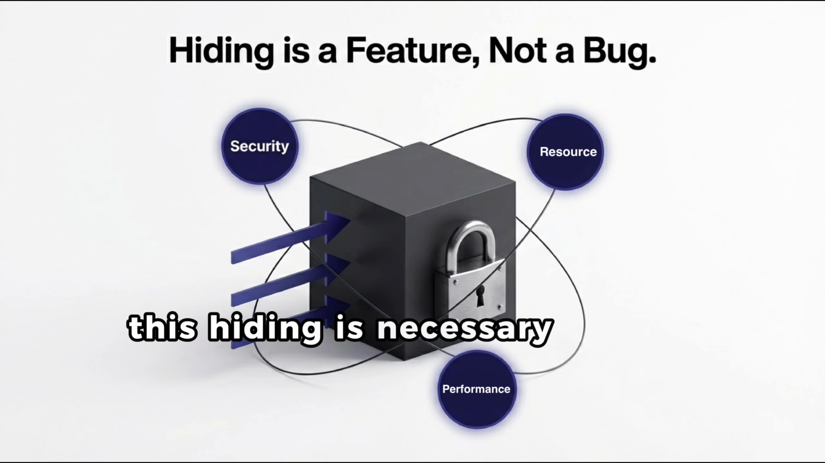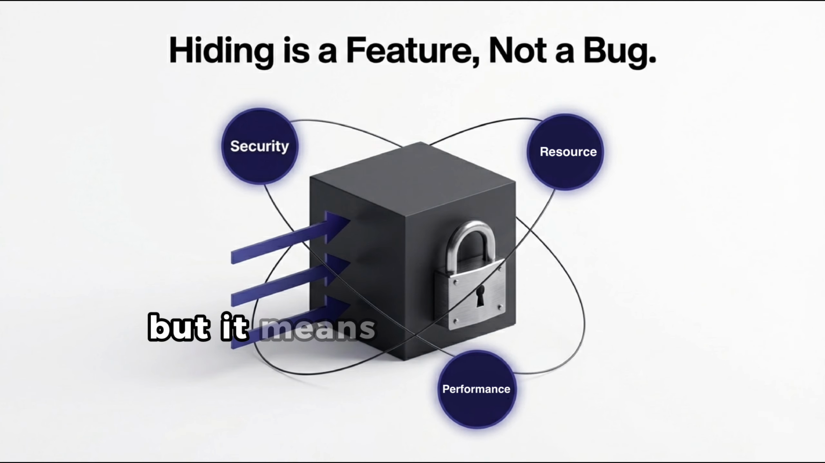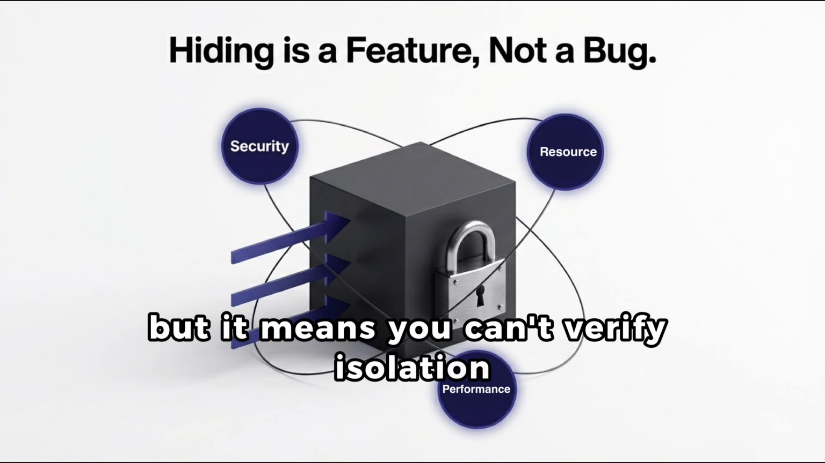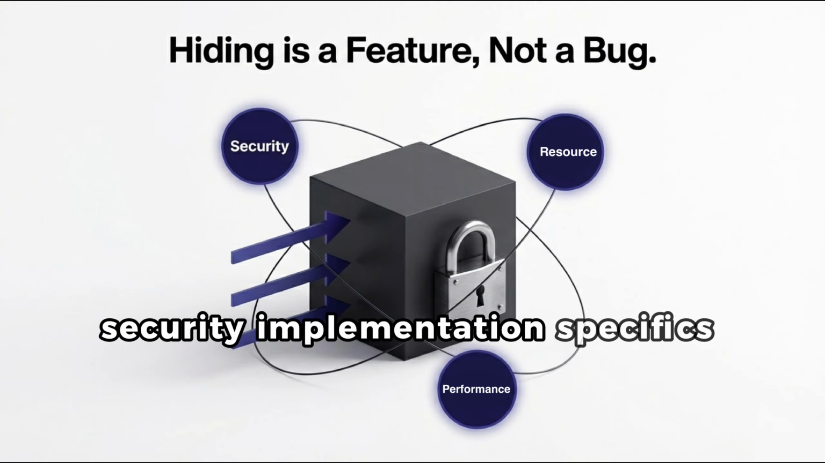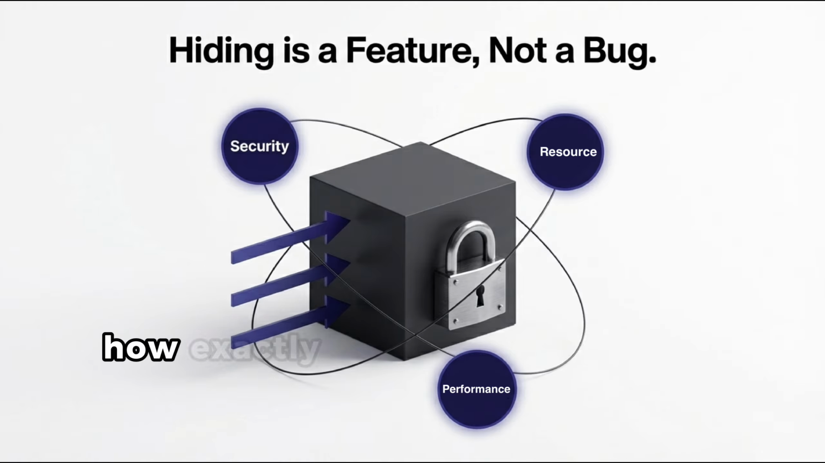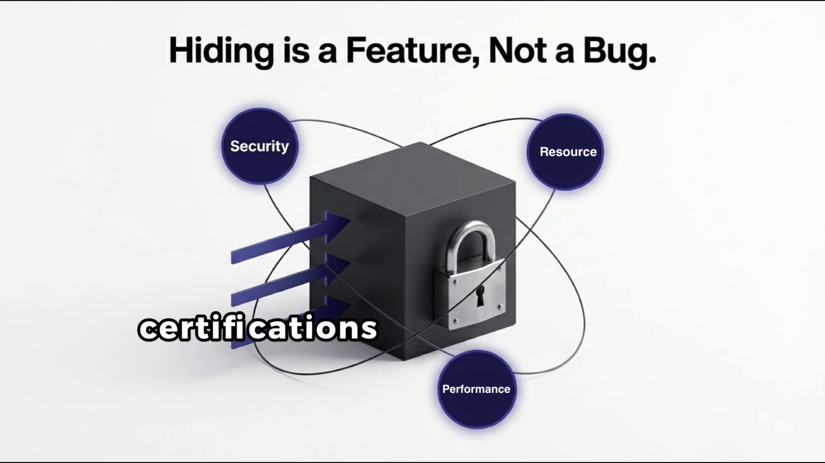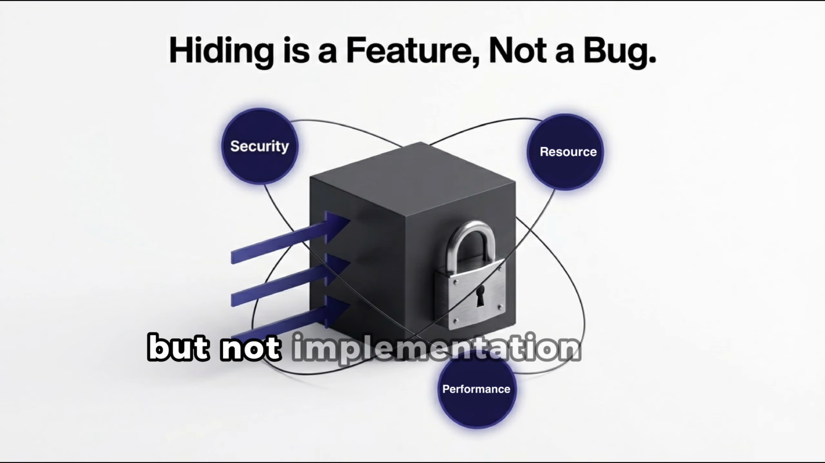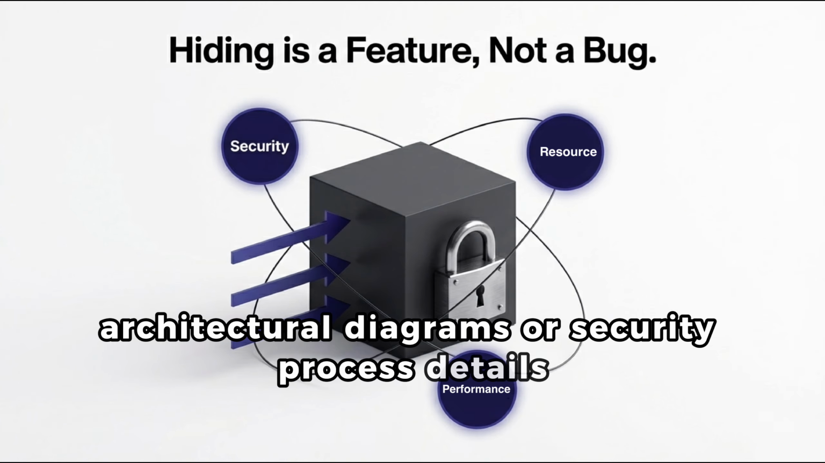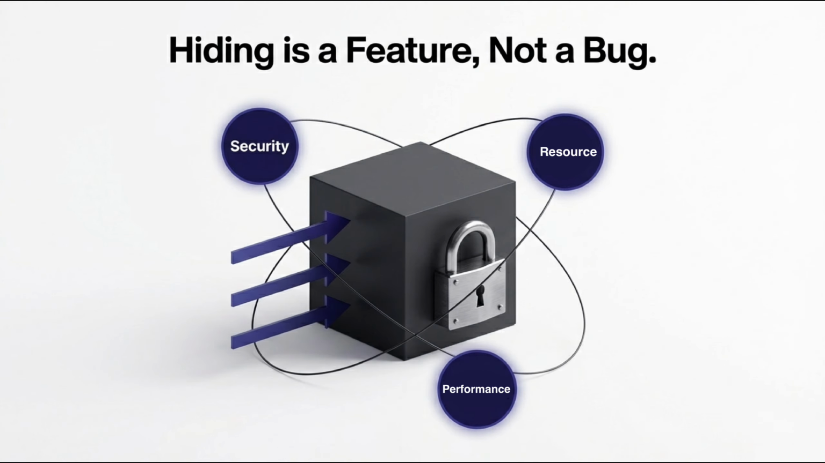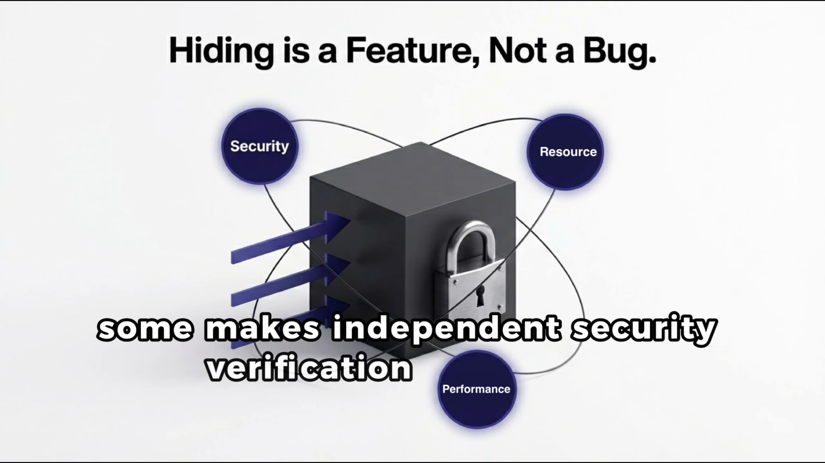This hiding is necessary for the multi-tenant model to work, but it means you can't verify isolation or predict noisy neighbor impacts. Security implementation specifics are hidden for protection. How exactly does encryption work? What key management processes are used? How is authentication validated? You get high-level descriptions, certifications, and compliance reports, but not implementation code, architectural diagrams, or security process details. Some hiding is reasonable. Some makes independent security verification impossible.